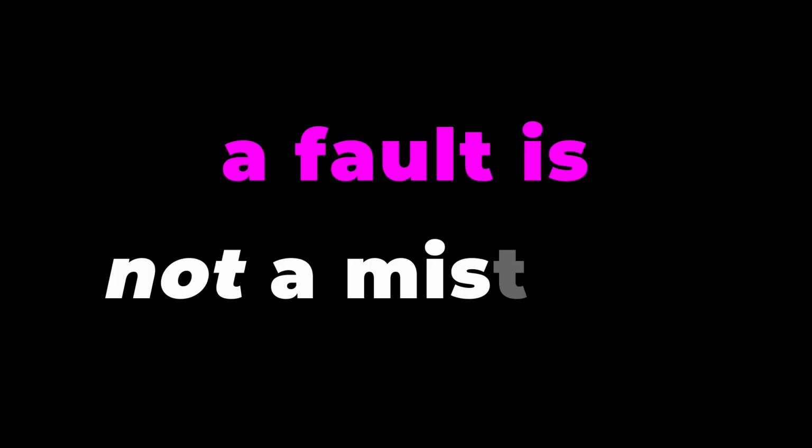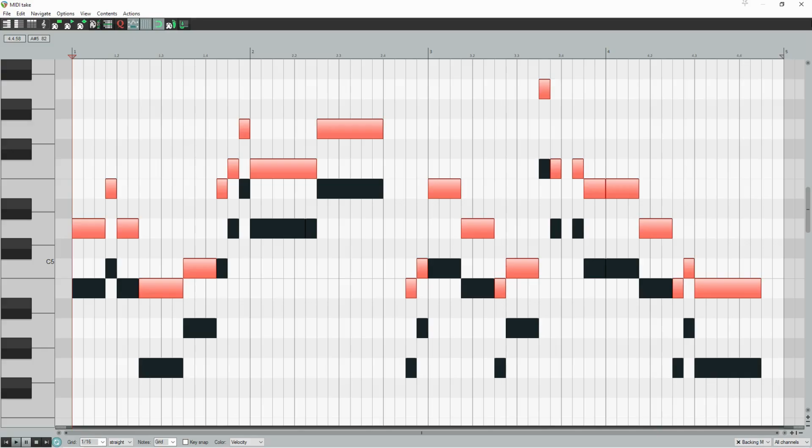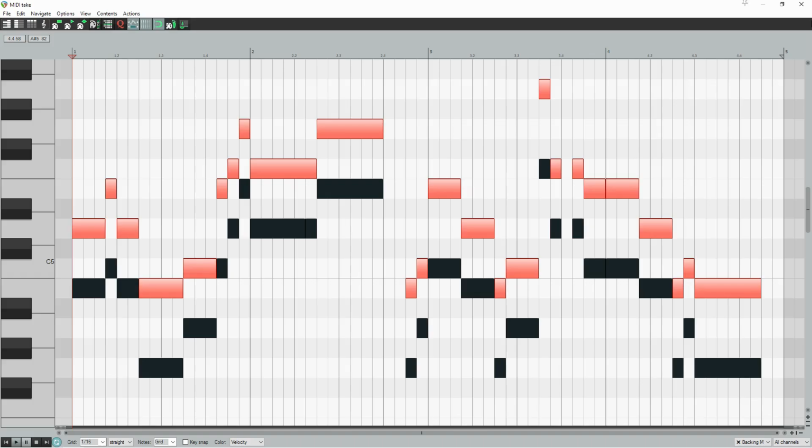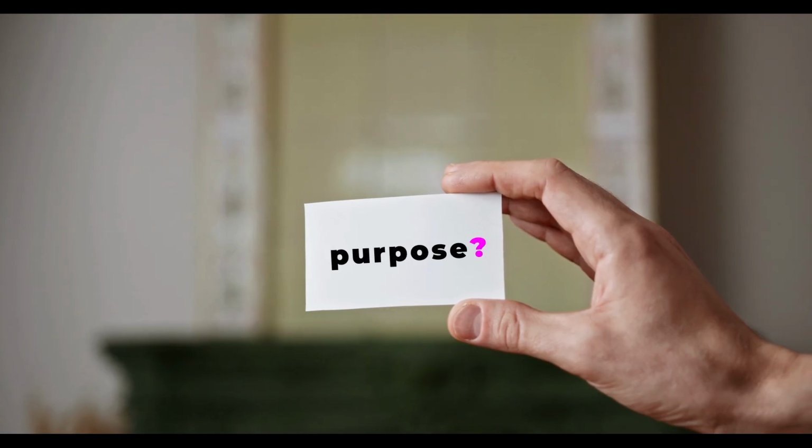Firstly, just to clarify, a fault is not a mistake. A fault is a weakness. In other words, an area for improvement. So, what's the fault in this backing melody? Well, in order to answer that question, we first need to ask another question. What's the purpose of a backing melody? You see, once we understand what a backing melody is supposed to be adding to the music, we'll understand why this backing melody is weak. In other words, why it's not fulfilling its purpose.